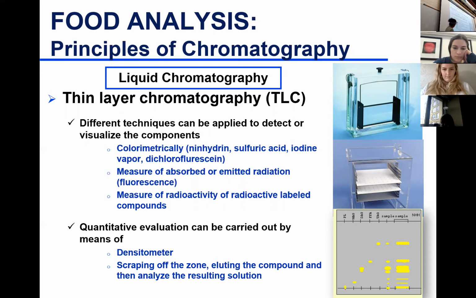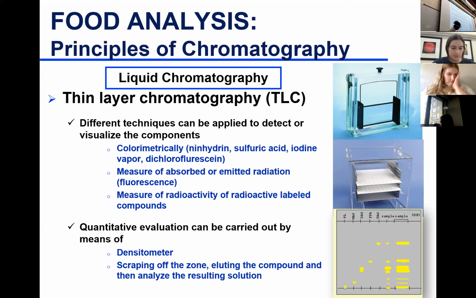So basically, you can do quantitation by measuring absorption or emission of radiation, or you can label your components and then measure radioactivity of these different compounds. You can take the density of the spots. So the more concentration you have, the denser is the spot. And there's a program where you can actually measure the density. You put your plate in for the density to be measured. Now the name of the equipment is not coming to my mind, but you can measure the density.